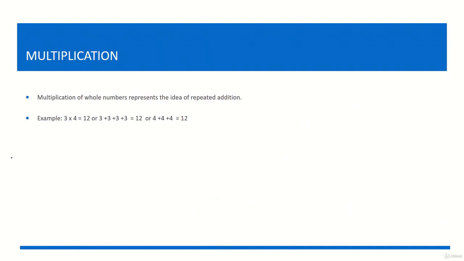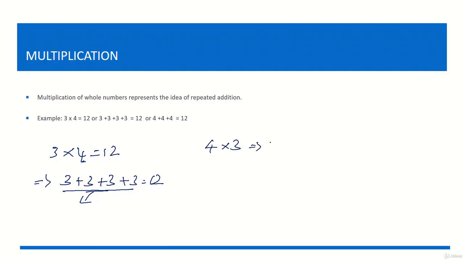Multiplication of whole numbers represents the idea of repeated addition. It is nothing but a repetitive addition only. For example, 3 into 4 is equal to 12. It means we are multiplying, so we are adding 3 four times. That is 3 plus 3 plus 3 plus 3, which is nothing but 12. Repetitive addition of the same number. Or otherwise, 4 into 3 means we are adding 4 three times. That is 4 plus 4 plus 4, which again gives you 12 only. So it is a repetitive addition only.